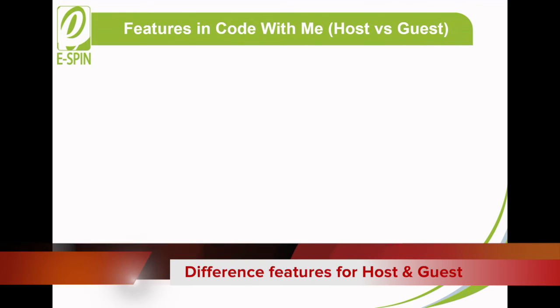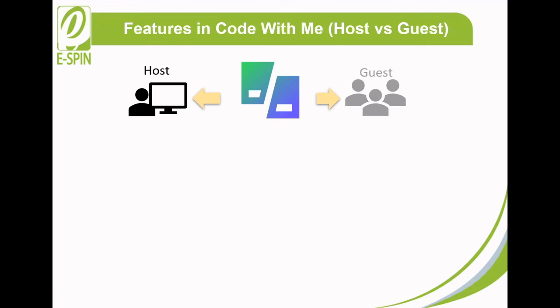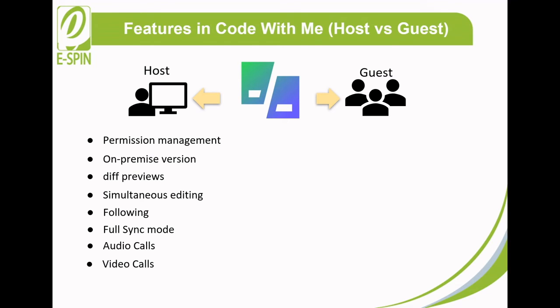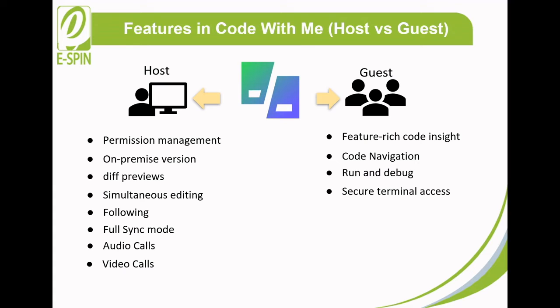Now that we have gathered the features in Code With Me, let's look at the differences on the features that can be used by the host and guest. The features for the host are permission management, on-premise version, diff previews, simultaneous editing, following, full sync mode, audio calls, and video calls, while the features for the guest are feature-rich code insight, code navigation, run and debug, secure terminal access, remote unit testing, customization, as well as the similar features available for the host, including simultaneous editing, following, full sync mode, audio calls, and video calls.